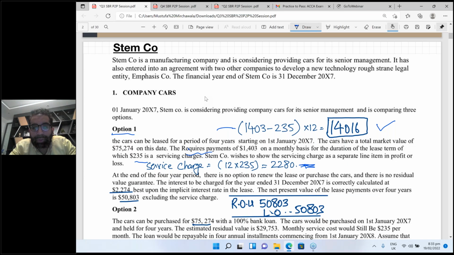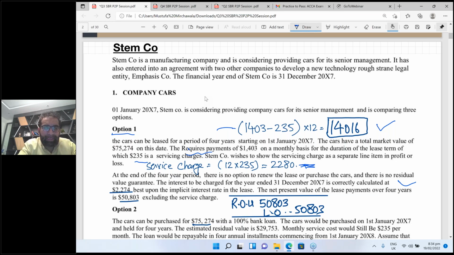The company wishes to show the servicing charge as a separate line item in the profit and loss. Okay, good. It's an expense. Service charge is an expense. Yes, you can book it in the P&L. At the end of the 4-year period, still the story is going on. At the end of the 4-year period, there is no option to renew the lease, or purchase the cars. Very good. We don't want this car. And there is no residual value guaranteed. Thank God, no guaranteed residual value. Otherwise, it will be included in the present value of lease payment.